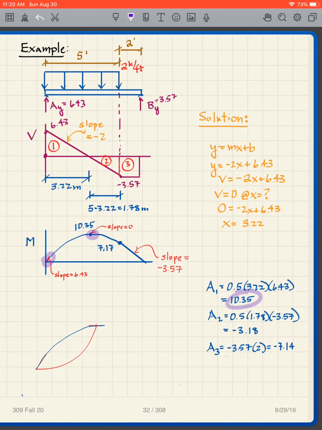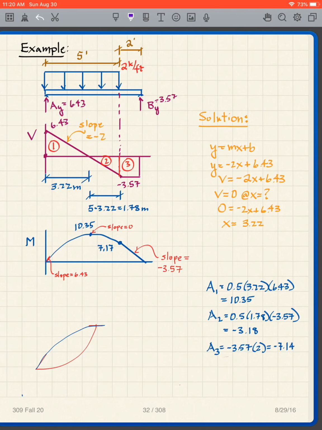I get that. How do I get there? Well, it's got to look like that. Why? Because the slope is 6.43 there. It's 0 there. There's only one way to get it. And again, do not draw this like this. That's not correct because that doesn't fit the slopes.